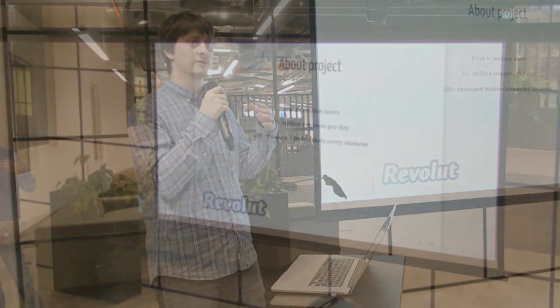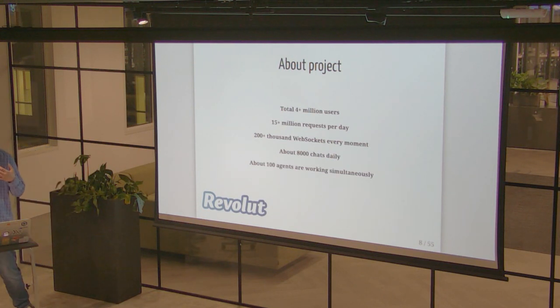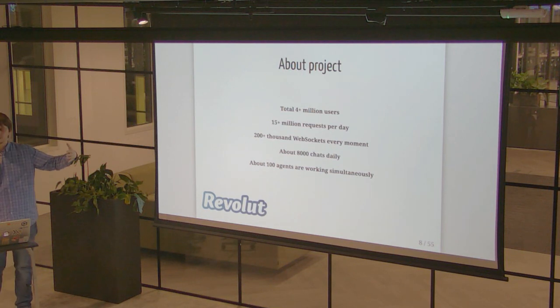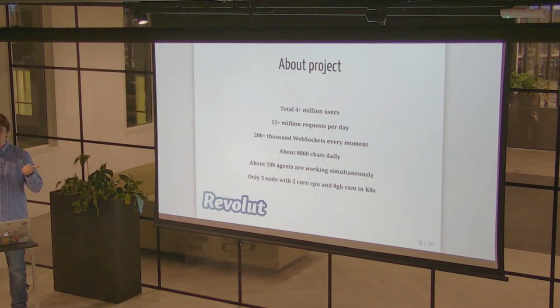So basically, let me show some numbers just to understand what the scale is. It might be not so big, but still. In total, we have more than 4 million users, more than 15 million requests per day. More than 200,000 WebSockets at any moment, about 8,000 chats per day. It's not that much, but it could vary and could be more or less. Also, about 100 agents working simultaneously on our back end, our back office part of the chat, where they have tickets and other stuff. And we are running everything on only 3 nodes. We took CPU cores and 8 gigs of RAM in a Kubernetes cluster.